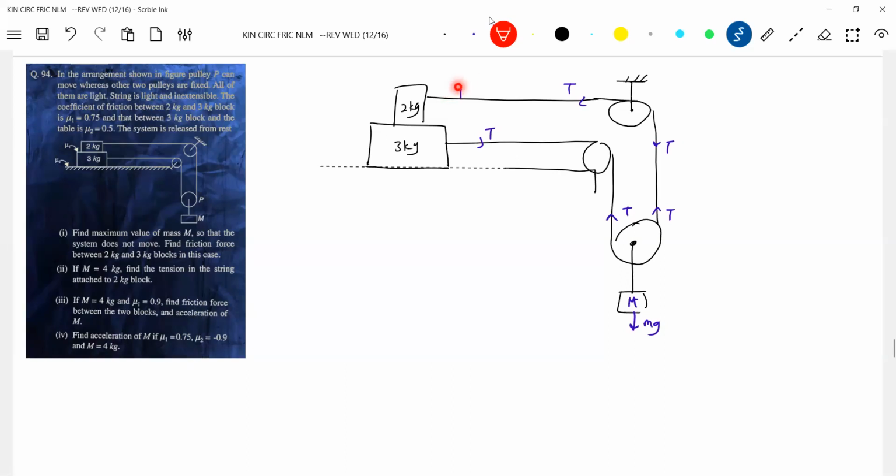How to manage this particular thing? Definitely the friction here should be maximum, F2L. Mu1, mu2 is given, F2L. So why should I take the friction here? Because if you look at the tension here, the rope will try to pull the 3 kg block towards the right, and because of that the limiting friction should act here. Now what about the friction here for the equilibrium?